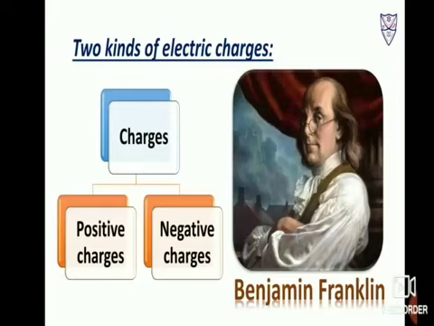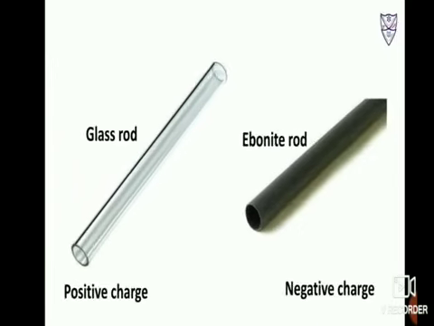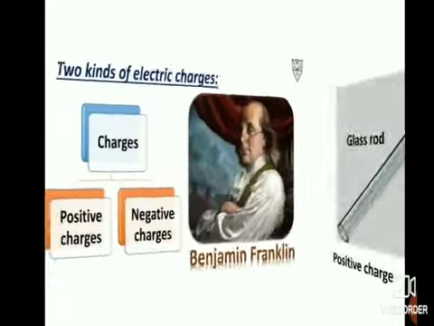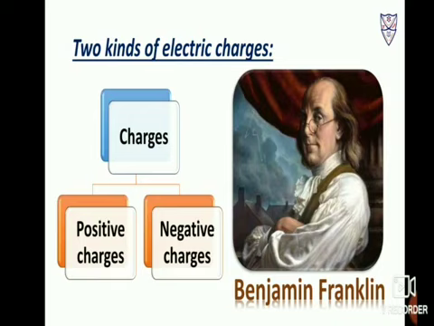Now students, let us discuss two kinds of electric charge, that is positive charge and negative charge. Through various experiments we have learned that the electric charge on a glass rod when it is rubbed with a silk cloth is considered positive, and the electric charge on an ebonite rod when rubbed with fur or wool is considered negative. Who discovered these two kinds of electric charge? That is Benjamin Franklin.